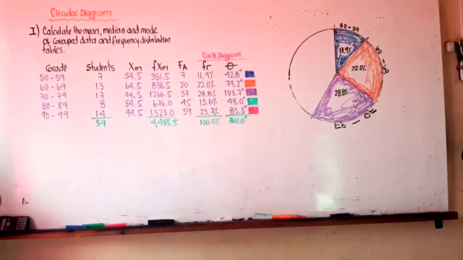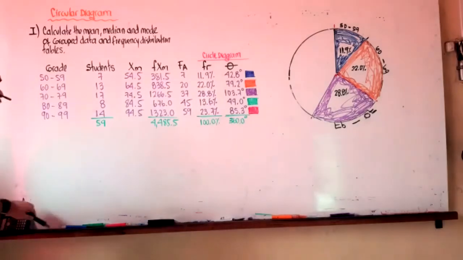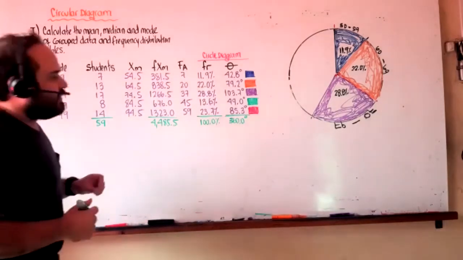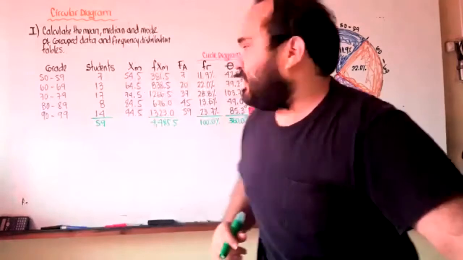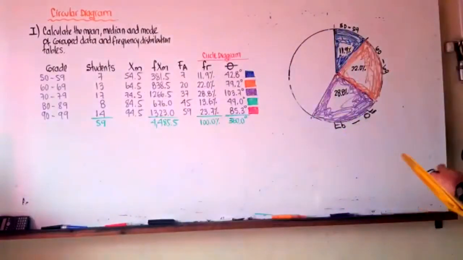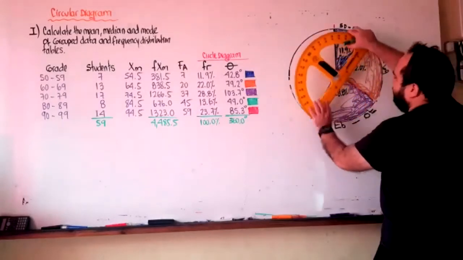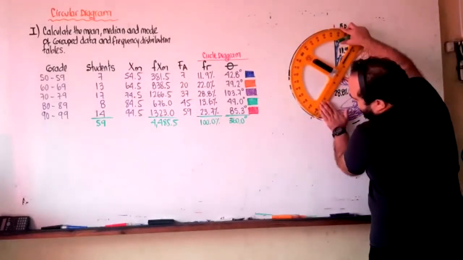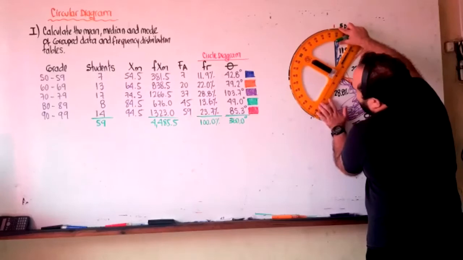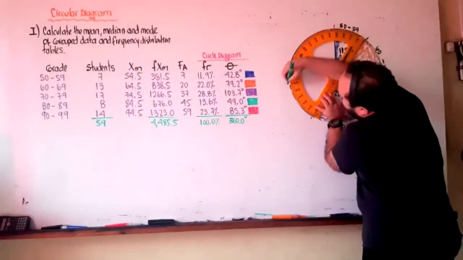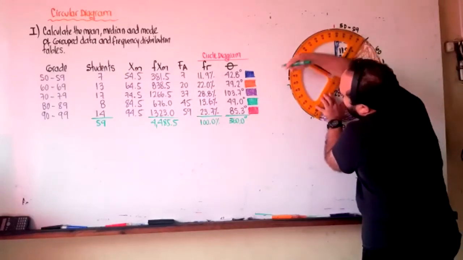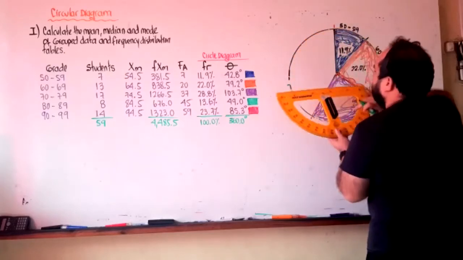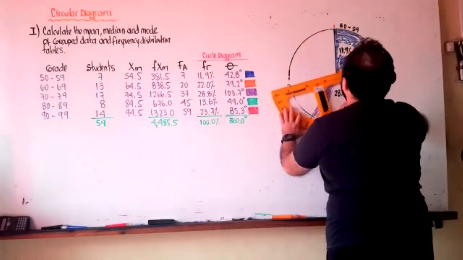The next one, the green one, is 49 degrees. 49 degrees, 1 degree before the 50. Okay, we're going to sketch the graph.